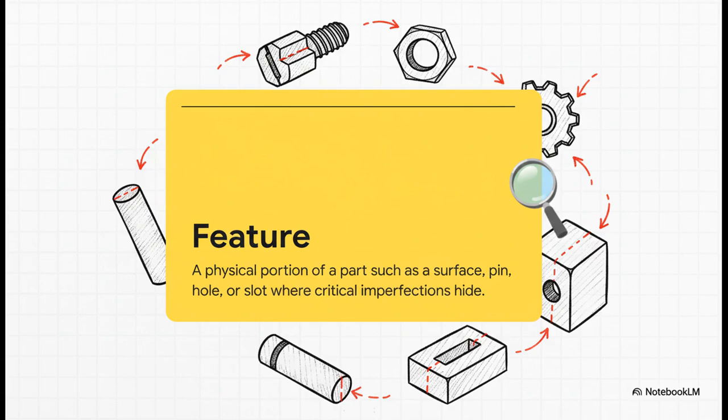We call them features. A feature is just any physical bit of a part. They could be a flat surface, a little pin, a hole, a slot. This is the battlefield where precision is either won or lost.